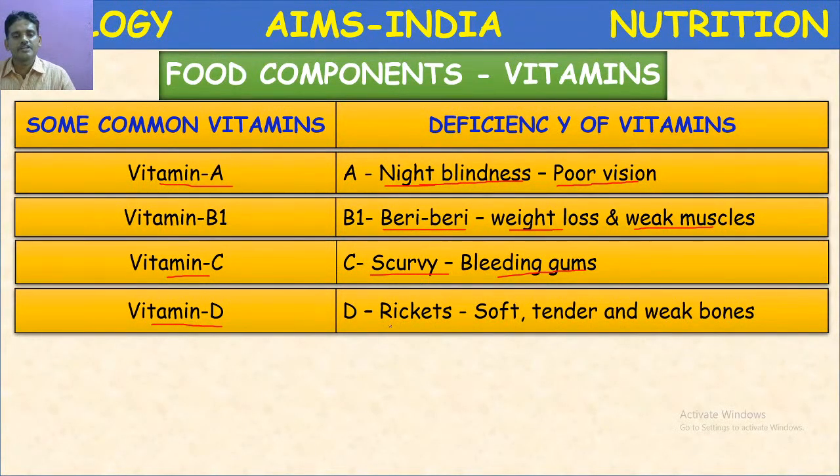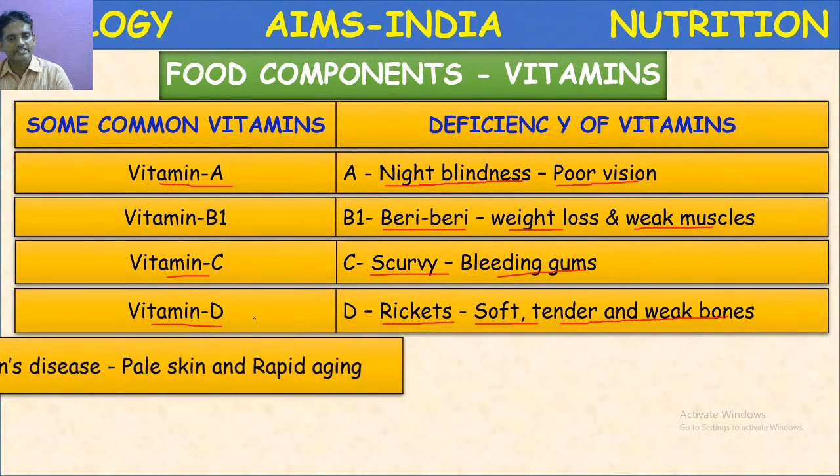This vitamin deficiency in children leads to rickets. In adults also this deficiency occurs. The symptom is soft, tender and weak bones. That's why nowadays vitamin D is very important even in fighting against some infections like viral infections like corona. Early morning sunlight is the best source of this vitamin D.